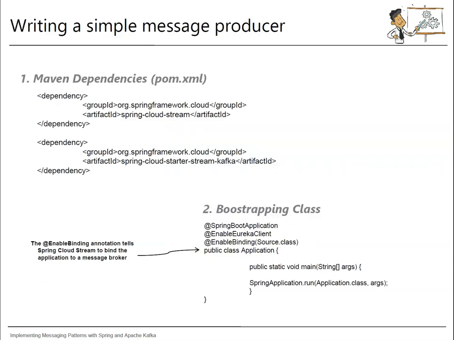Now, we need to configure and implement a few steps in order to create a producer. First, we need to add two dependencies to the POM.xml file. We also need to insert an enable binding annotation in the bootstrapping class. Notice that we have used the Source.class to bind the producer.